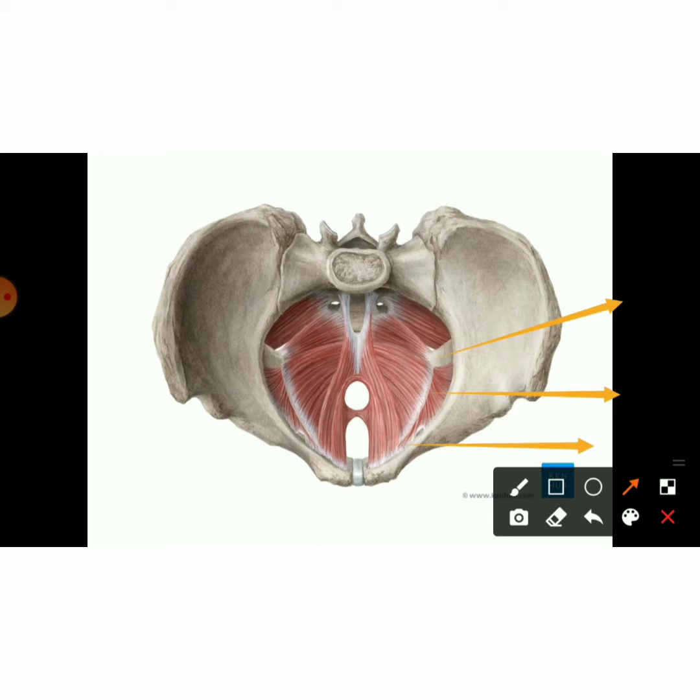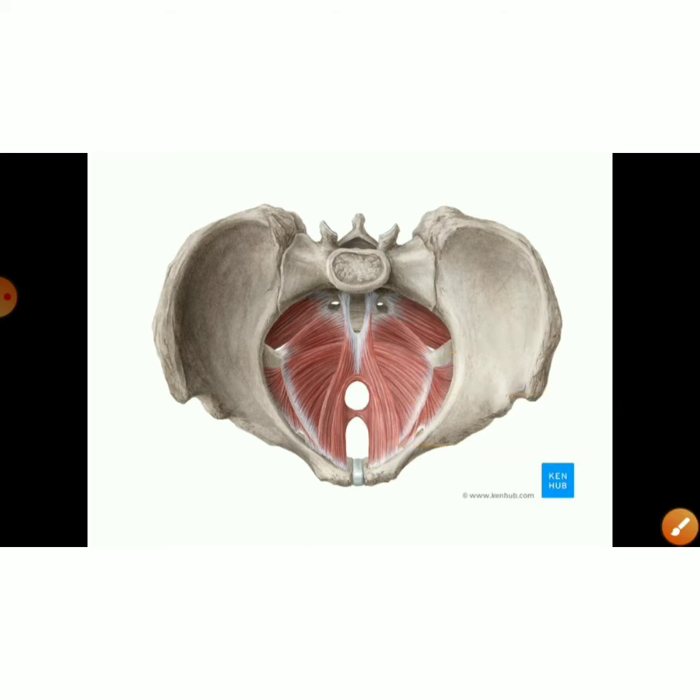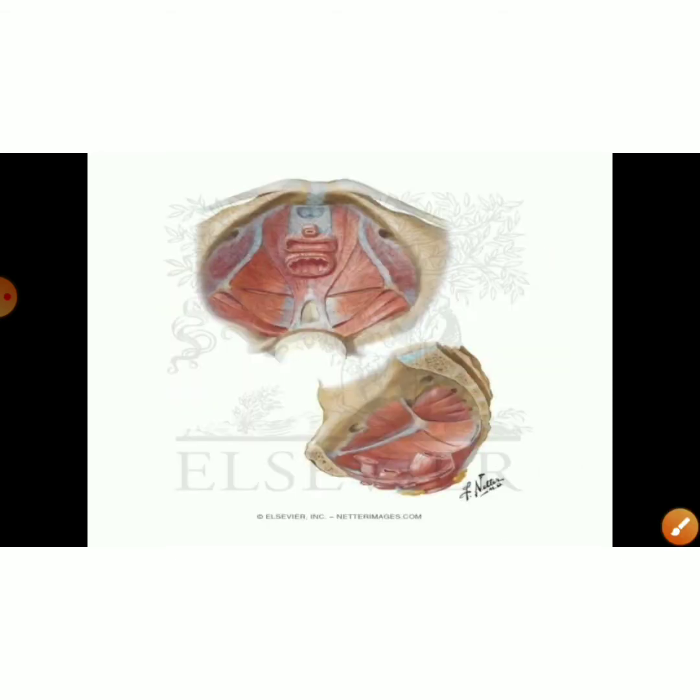So this whole part is the levator ani. Okay, so it is present on each side. And this is the coccygeus muscle. That is a coccygeus muscle. So this is a female pelvic diaphragm.